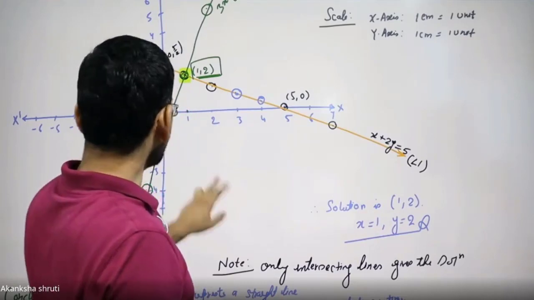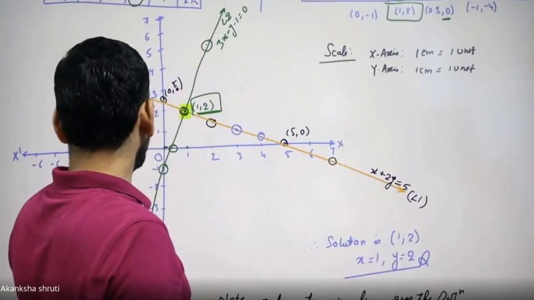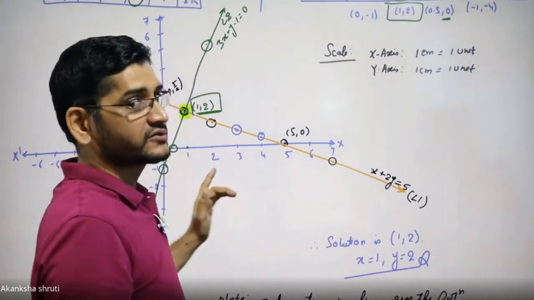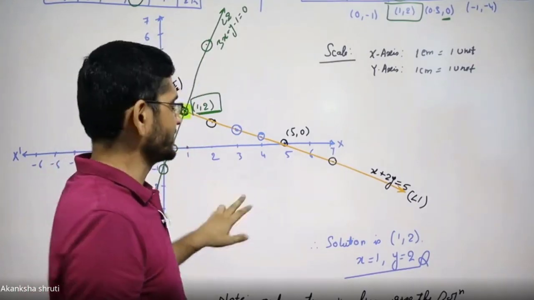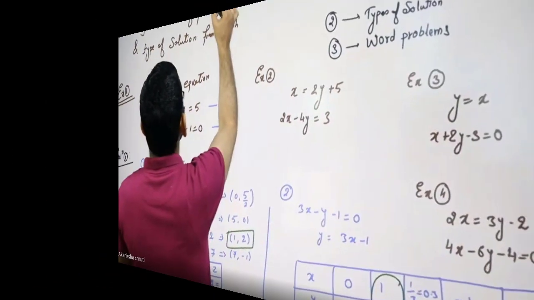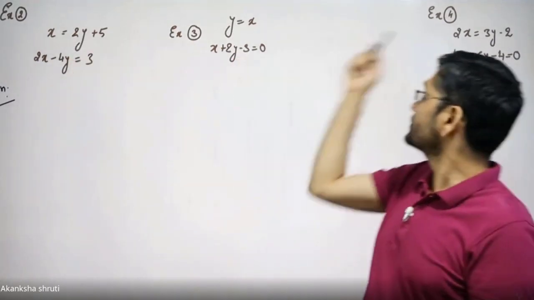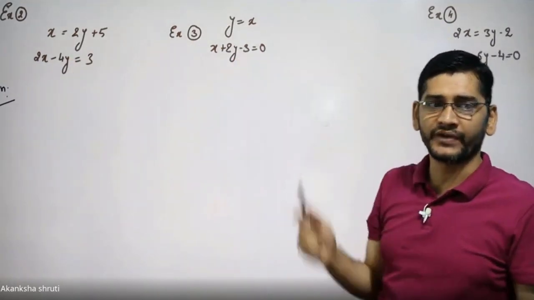It is possible that while plotting these two lines, one will come over the other. That is called coincident, or infinitely many solutions. That we will also cover. Let us take the other one. Now we are going to draw the graph of these 3 pairs of equations.